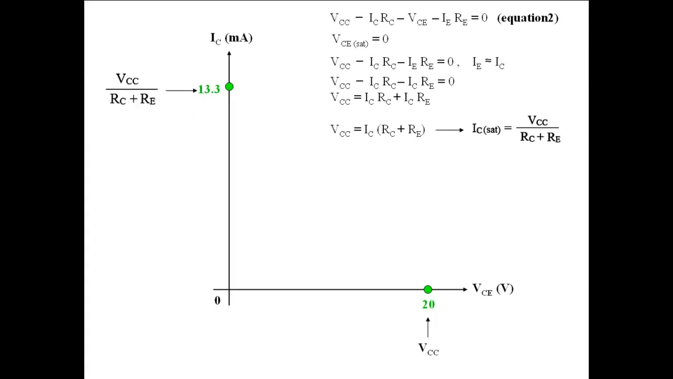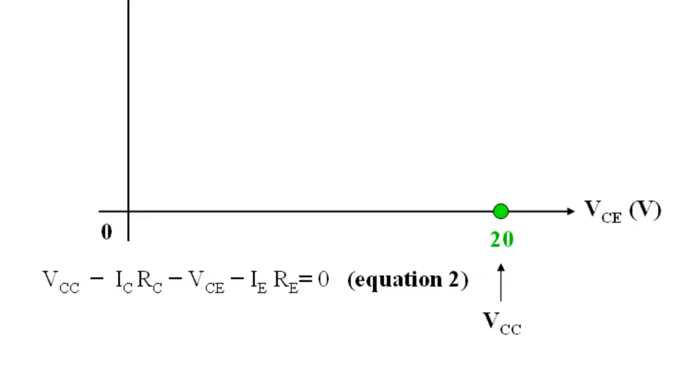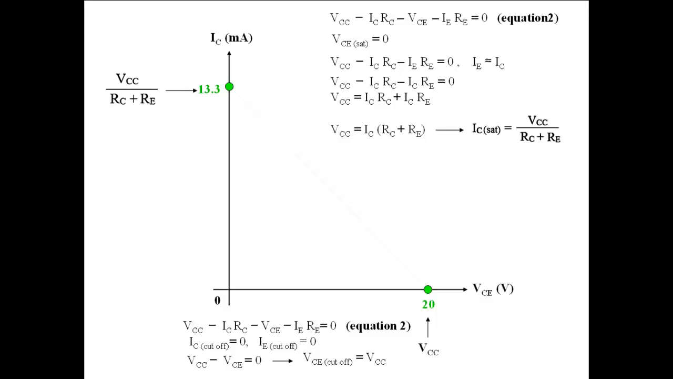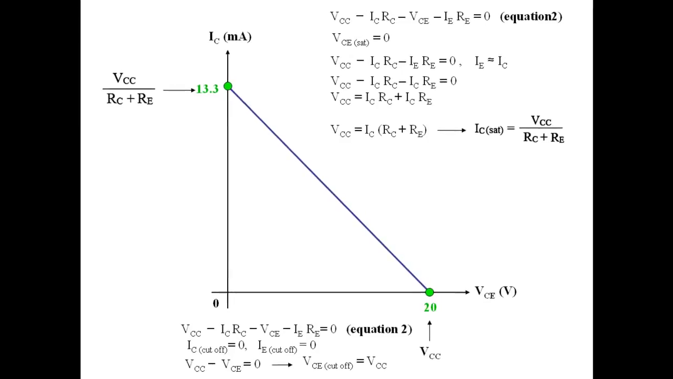The cutoff point is located at VCC. This value is also derived from equation 2. By substituting 0 for IC and IE, we get this equation, and by rearranging the equation, we get VCE equals VCC. And this is the DC load line.